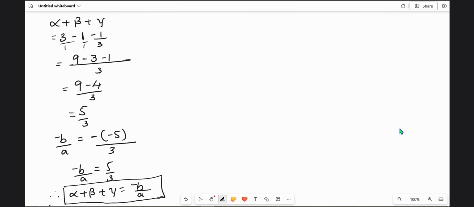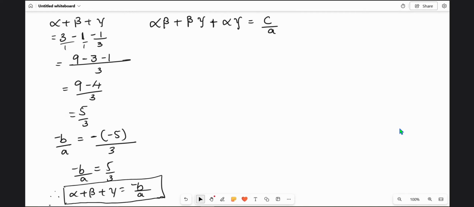Next, alpha into beta plus beta into gamma plus alpha into gamma. Alpha into beta, two terms you have to multiply together. Alpha into beta plus beta into gamma plus alpha into gamma. So that is equal to what? C by a.